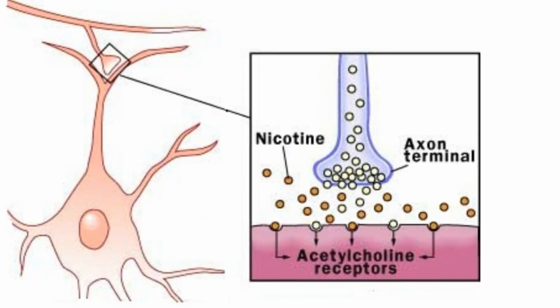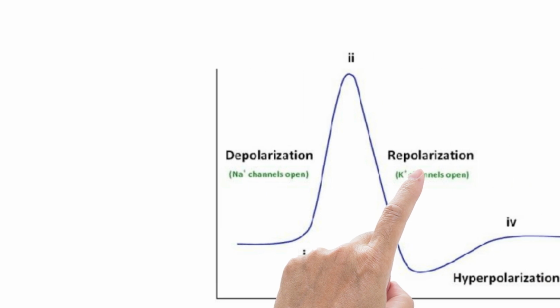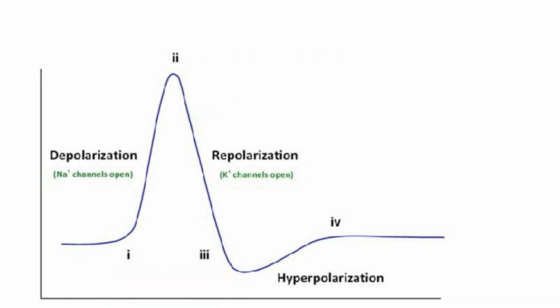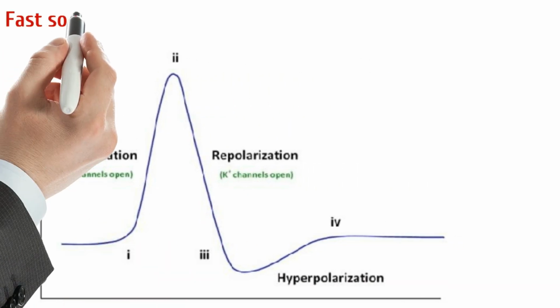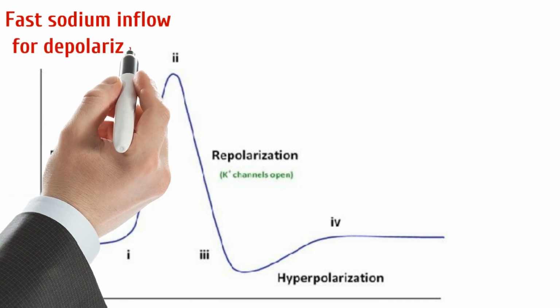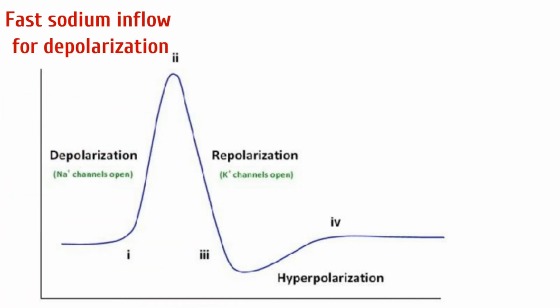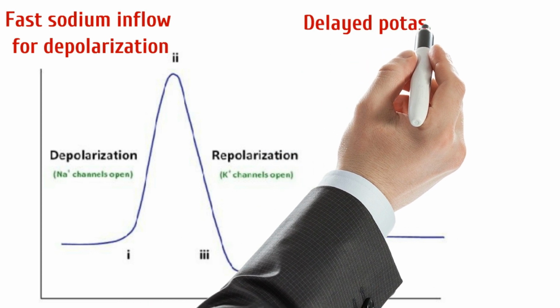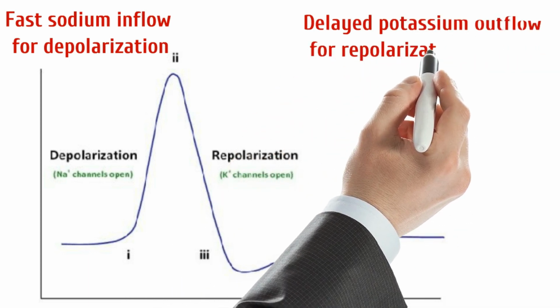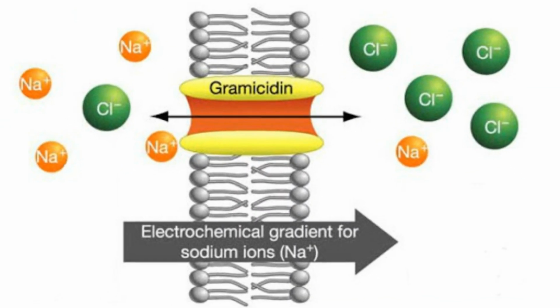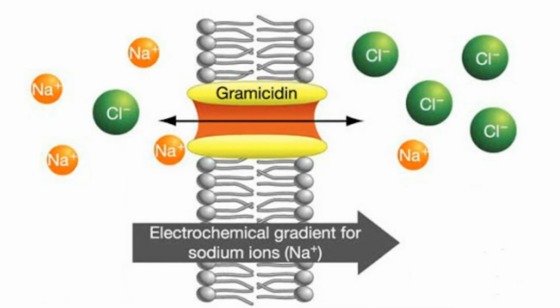Diffusing across the synaptic cleft, acetylcholine reaches the postsynaptic motor end plate and binds to nicotinic acetylcholine receptors. Acetylcholine binding to receptors results in the opening of the non-selective cation channels, permitting fast sodium inflow for depolarization and delayed potassium outflow for repolarization. Inflow of sodium is determined by the sodium electrochemical gradient.